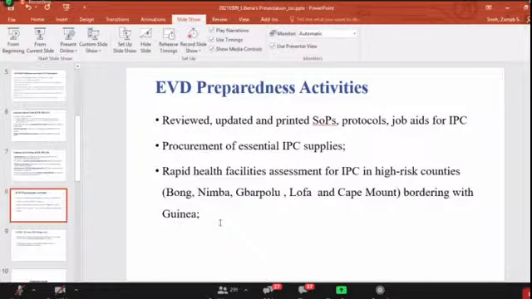WHO was able to procure some essential IPC supplies, and they are already being donated to the Ministry of Health for distribution to the healthcare facilities. Currently, we have an ongoing rapid healthcare facility assessment at counties that are bordering Guinea, and those health facilities that are proximal to the border. We are working now with the ministry to see how we can strengthen IPC at those various locations.